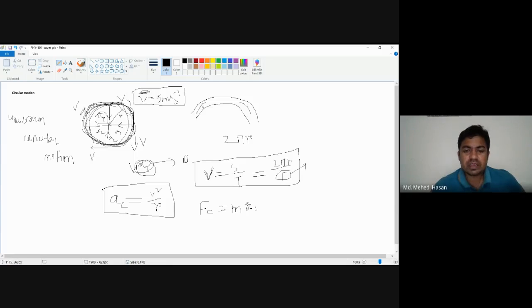This comes from Newton's second law. According to Newton's second law, we know that Fc equals m ac. Then Fc is equal to mv square by r. So these are the equations to describe circular motion. If the velocity and radius of the path are given, you can easily find the centripetal acceleration and also the time period. And if the mass of the object is given, you can find the centripetal force also. So this is all about centripetal acceleration.